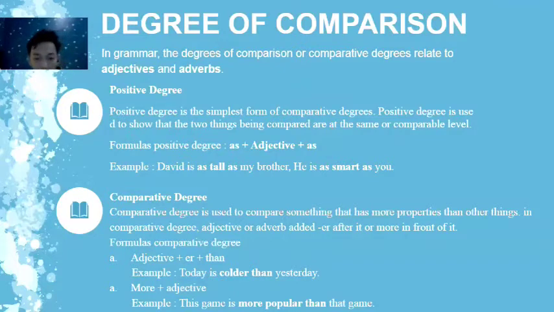The second, comparative degree. Comparative degree is used to compare the properties of the other things. In comparative degree, adjective plus er plus than. For example, today is colder than yesterday. B, more plus adjective. Example, this game is more popular than that game. Next.